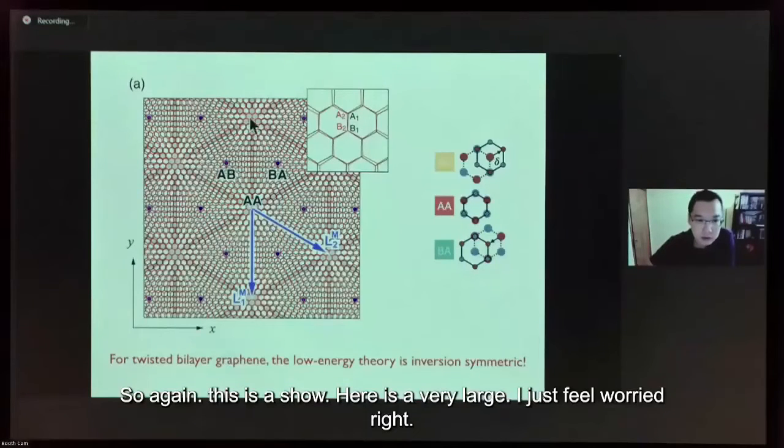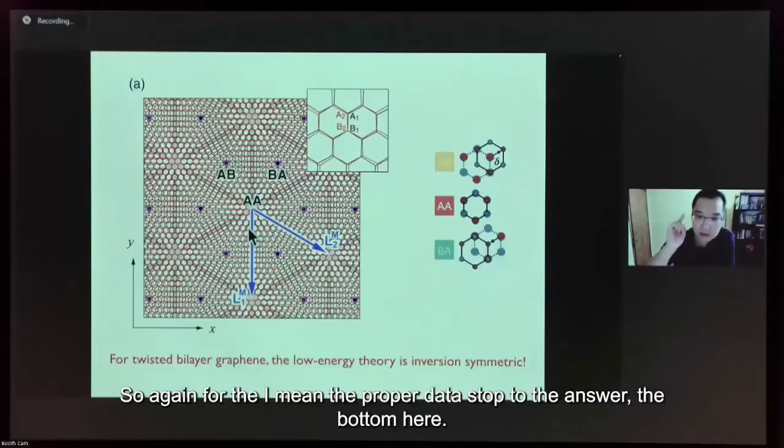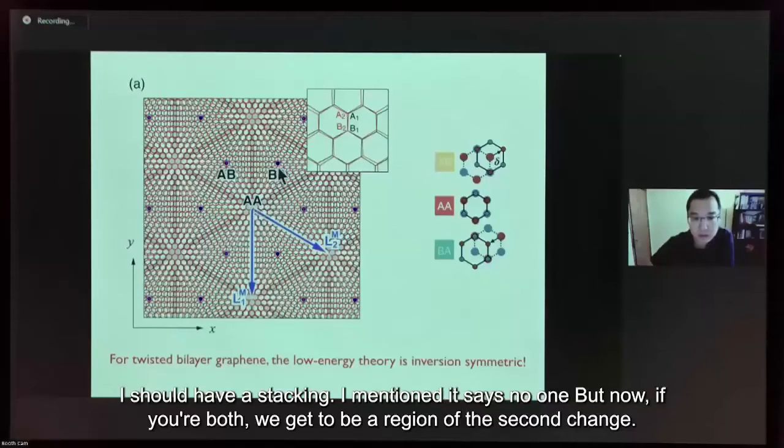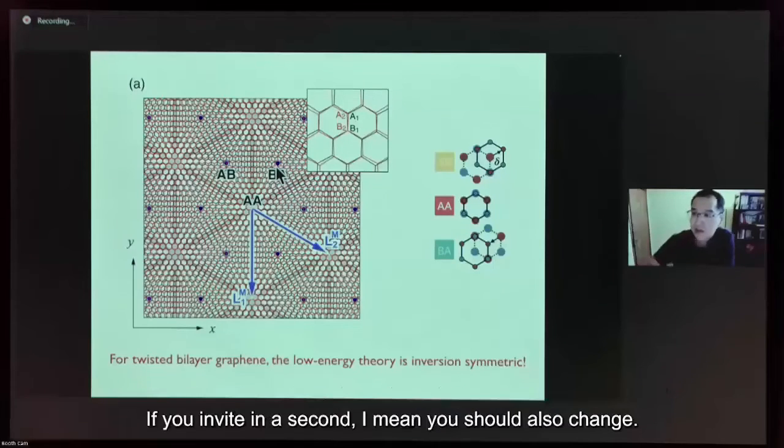Again, what is shown here is a very large scale array. For the interlayer dynamics, we're going to use elastic theory. When the atom in the top layer talks to the atom in the bottom layer, a very simple and reasonable approximation is the so-called local stacking approximation. In the AA stacking region, I have a stacking energy, a number. But if you move from the AA region to the BA region, the stacking changes, and you can imagine the stacking energy should also change.